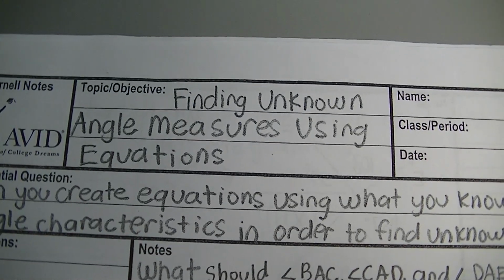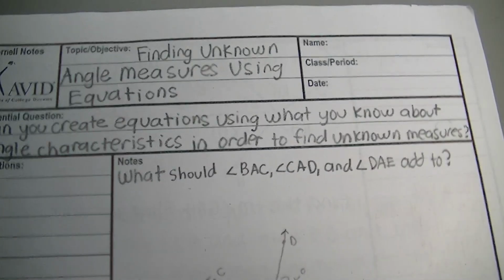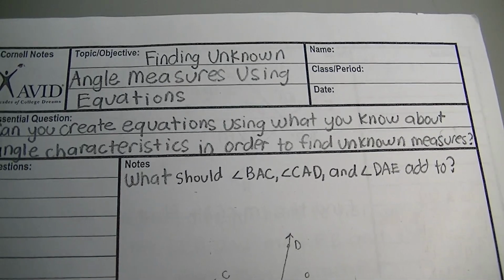The topic is finding unknown angle measures using equations. The essential question is, can you create equations using what you know about angle characteristics in order to find unknown measures?